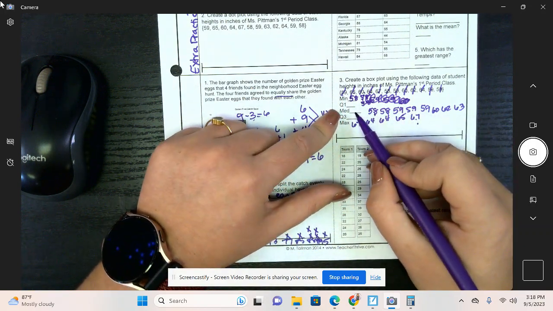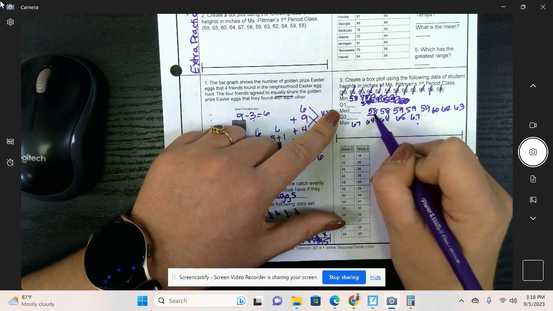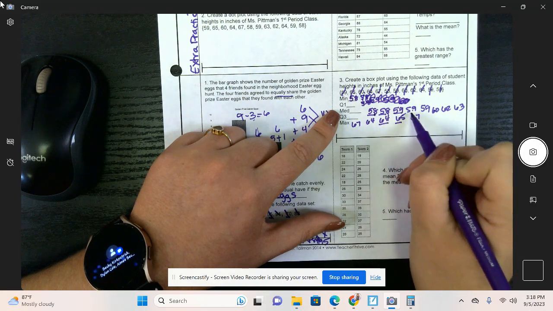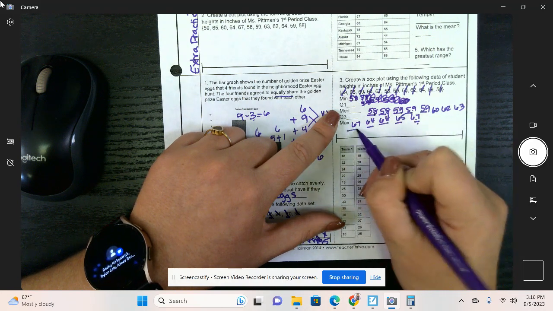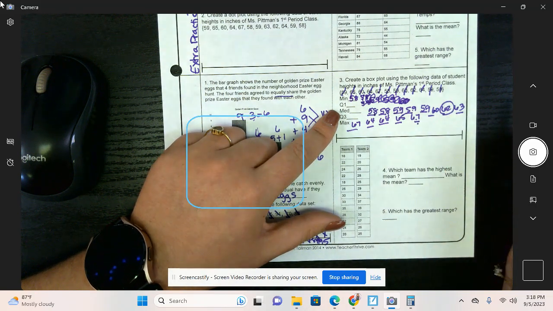The next step we have to do is find our median. So I have to go back and forth until I find the number that's in the middle. So back and forth, back and forth, and I end up with 62 as my median.